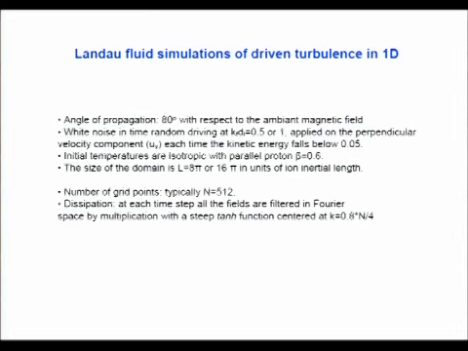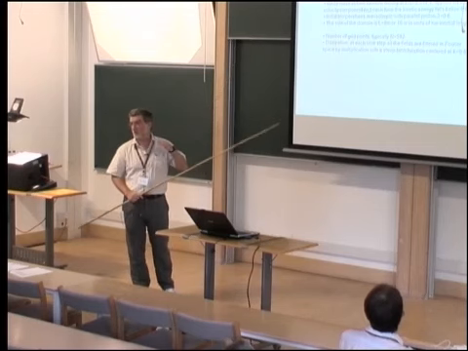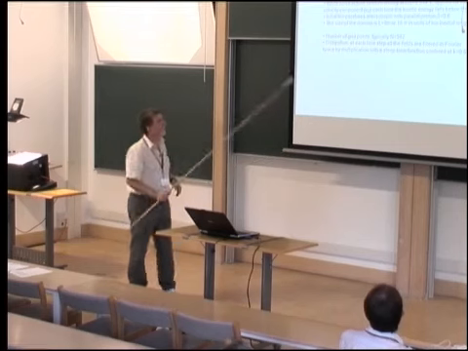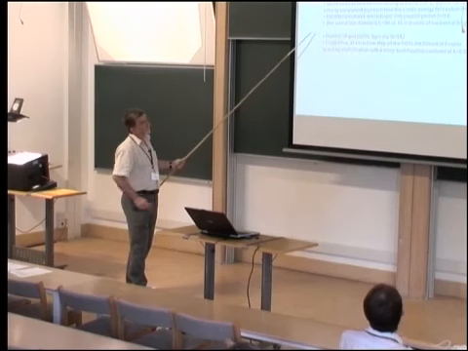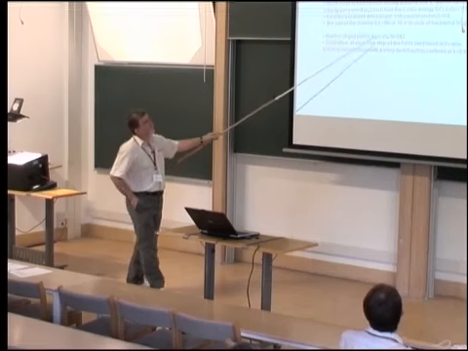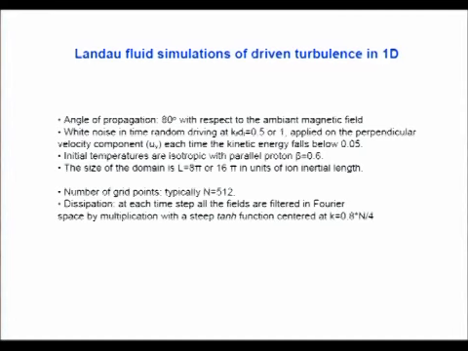So now I want to go to the main part, which is the driven simulation of this Landau fluid model, choosing an angle of propagation of 80 degrees, white noise in time, either at k d_i equals 0.5 or 1, but applied on the perpendicular velocity component only if the kinetic energy falls below 0.05. So I just want to maintain a certain level of kinetic energy. The initial temperature is isotropic, and the parallel proton beta is 0.6. The size of the domain is again 8π or 16π in units of inertial length, so it's rather small scales.